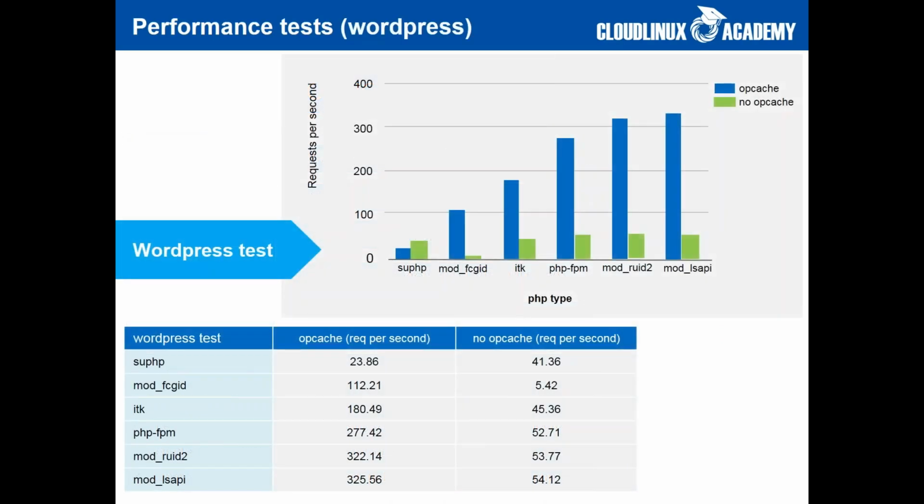Without using opcache, almost all engines show the same results. They are green on a chart. With opcache, we see significant improvements using LSAPI. Almost the same results when mod RUID2 is used. PHP FPM goes third, but if we are talking about setting it up and configuring per user, it will lose a lot of points. Widely used SuPHP does not support opcache, so it goes last. Mod LSAPI is 14 times better than SuPHP.